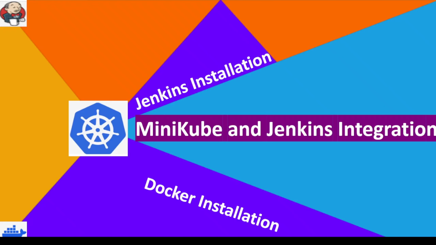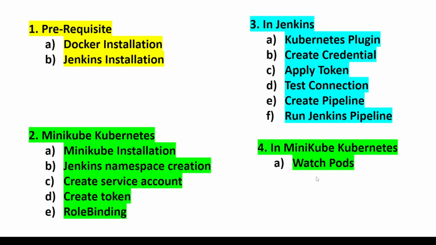In this video, I will be showing how to integrate Minikube and Jenkins using the Windows operating system. Let us look into it. I have categorized this entire video into four sections. One, Docker and Jenkins installation. Second, the Minikube installation and configuration. Step 3, you will be doing plugin creation of Kubernetes and then doing some configuration, and finally monitoring the pods in the Kubernetes.